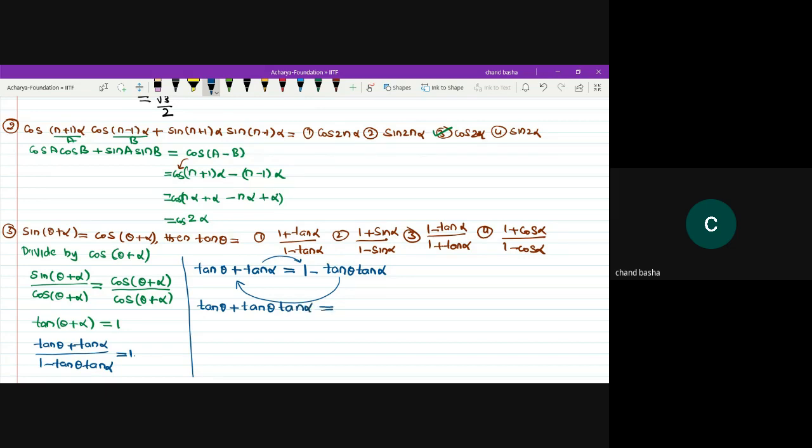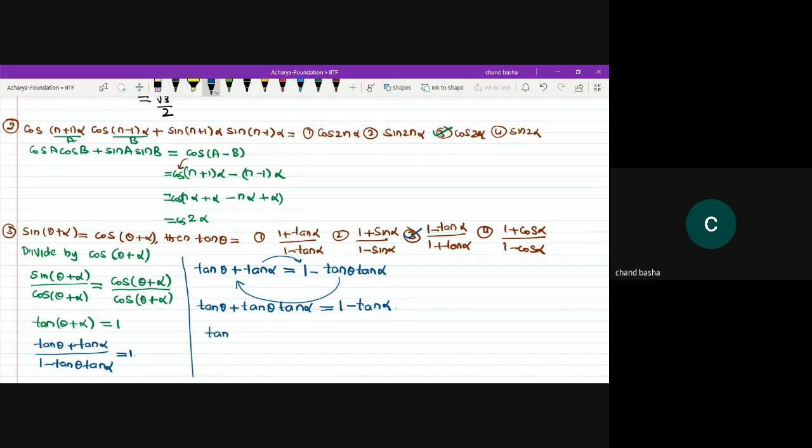Already we have 1 on the right hand side. This tan alpha will be on the right hand side, that is 1 minus tan alpha. If you are observing, which option? Option C, that is the third option, is correct, without taking any value in the denominator. If you want, you can proceed to the next step.